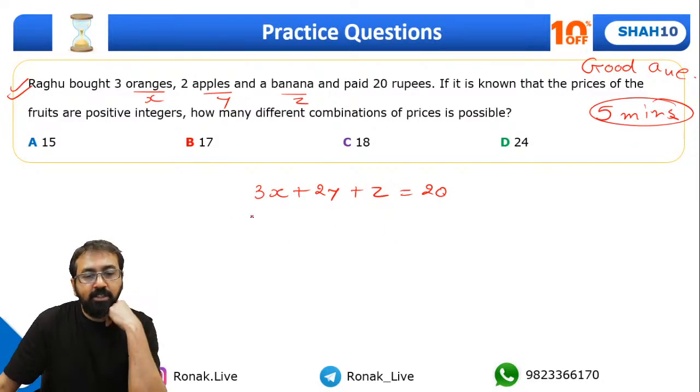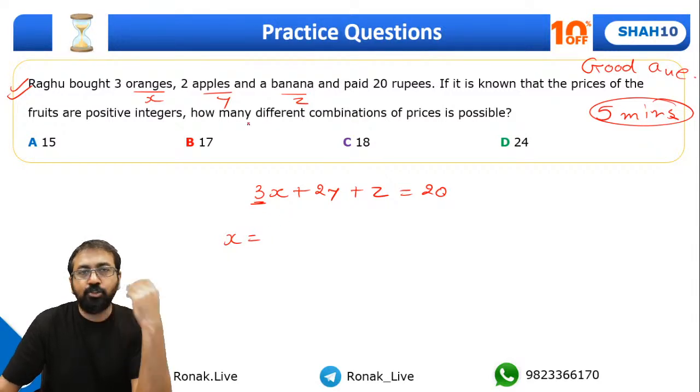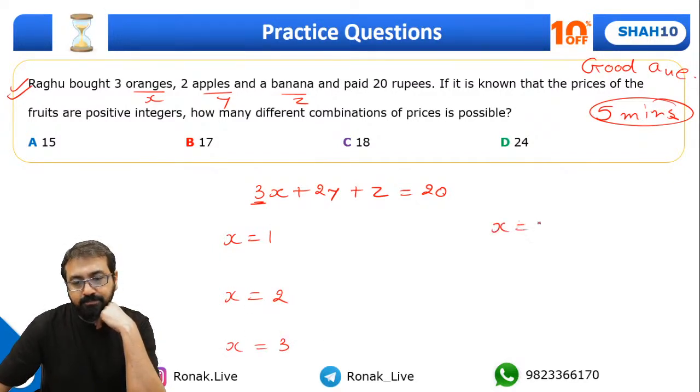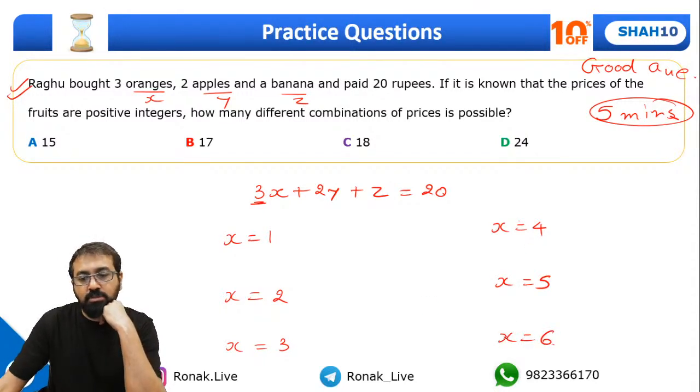Let me give you a hint. See, the maximum coefficient is of X. So what are the possible values of X? They are positive integers, so you can't take 0. So X can be 1, X can be 2, X can be 3, X can be 4, X can be 5, X can be 6. These are the possible values, right?